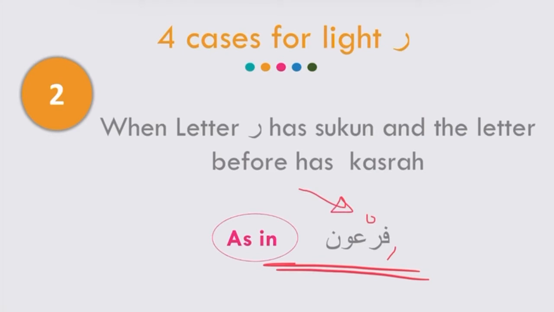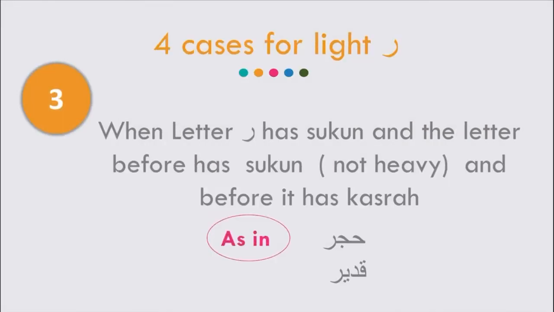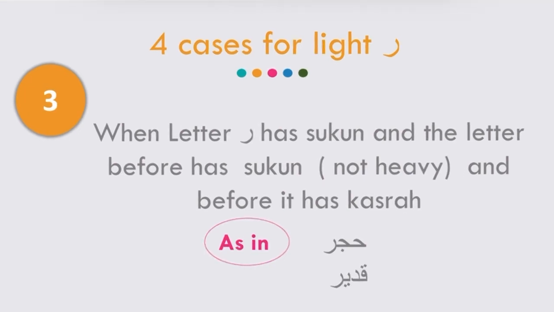So fir'aun, like this. The next case when Ra is light is when we have Ra sukoon preceded by sukoon and preceded by kasra. So if we have a letter Ra here having a sukoon preceded by sukoon, and the letter before it is kasra, like hijr. So Ra here is light because the letter before it is sukoon and the letter before it is kasra.